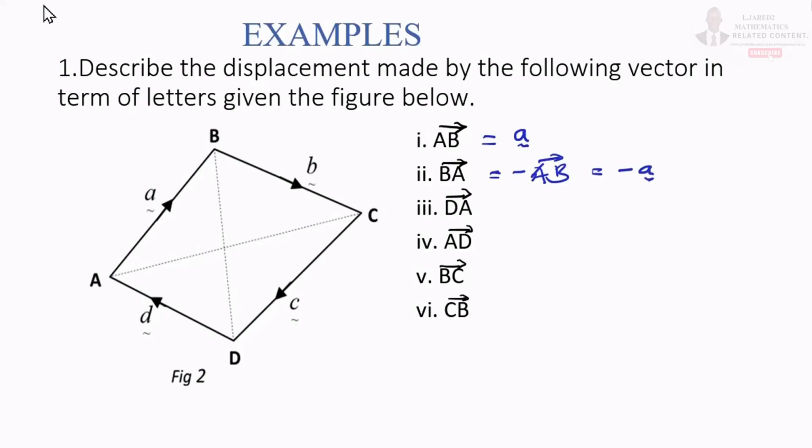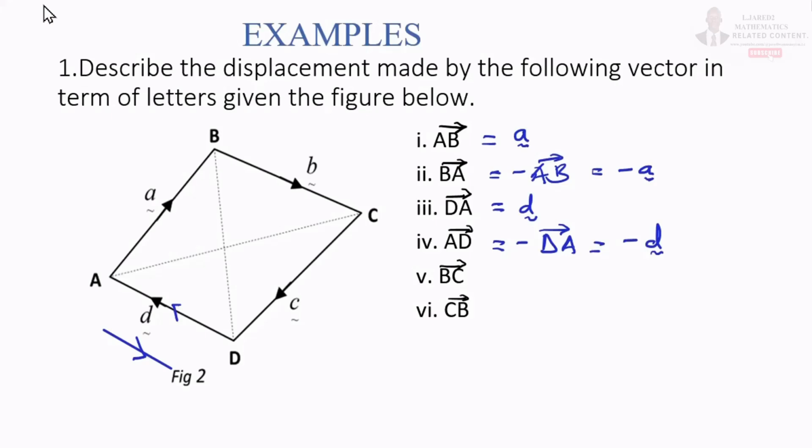Then we have vector DA from the diagram. We can see that vector DA is moving from this direction because of this arrow, and it's given by D. So vector DA is simply D. Then vector AD would take the opposite direction, which is this, meaning that vector AD is the negative of vector DA. Since vector DA is D, vector AD equals negative D.